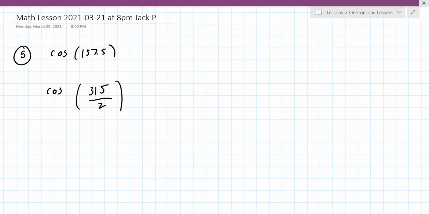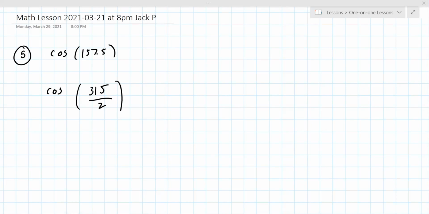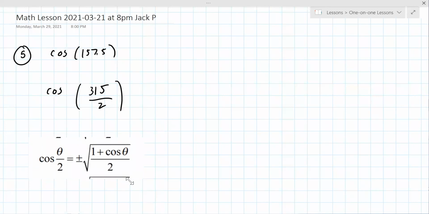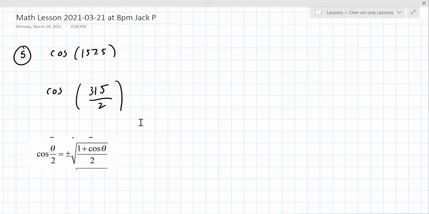The reason is that the formula we keep grabbing doesn't use the number you're given, it uses double that number. So you have to be able to work with that doubled value. I'm going to snip the formula right below it here again. So your problem here is plus or minus square root of (1 plus cosine 315) over 2.